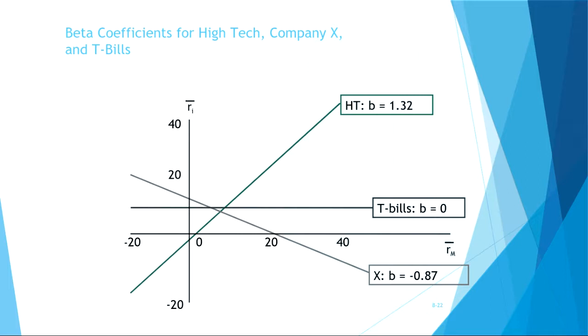What about the beta for our companies? For high-tech company, our beta is 1.32. For T-bill, it's 0. So in any case, we have 5.5% return in all options. And for company X, we have minus 0.87. So the market goes up, the price of company X goes down, or vice versa. Market goes down, the price of company X goes up, right?